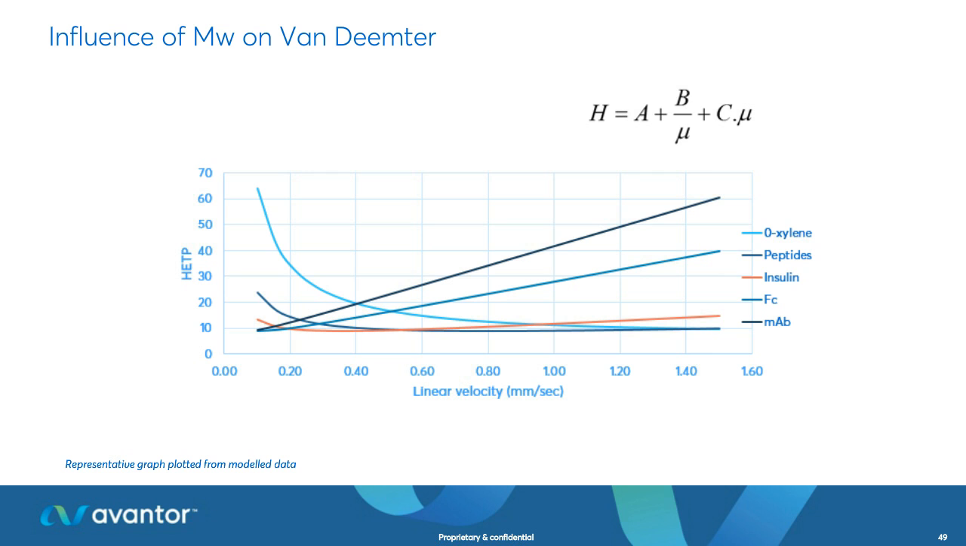So ideally, you don't want to increase the flow rate too much because you will get a much worse peak shape if you're going too fast. Proteins like to go much more slowly in their diffusion.